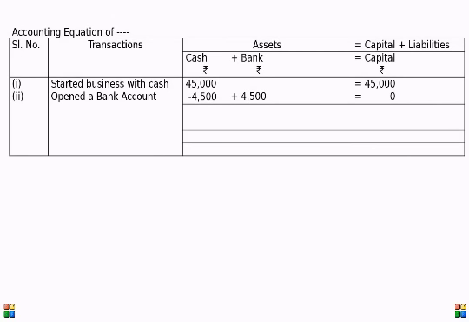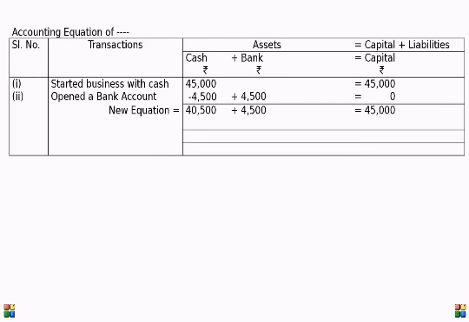The second transaction is: opened a bank account with a deposit of 4,500. We have to deduct rupees 4,500 from the cash column and add 4,500 to the bank column. This is cash minus, bank plus, which is equal to 0. Then we have to add these two transactions to find out the new equation.